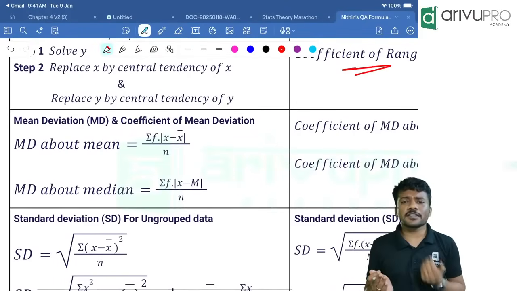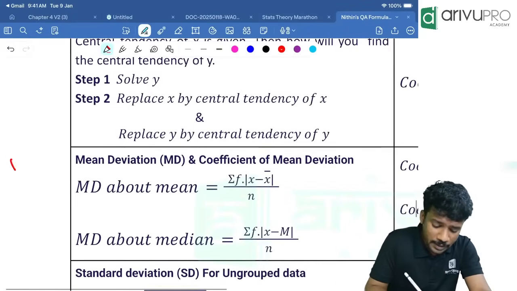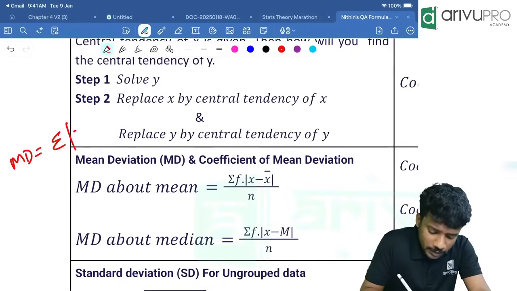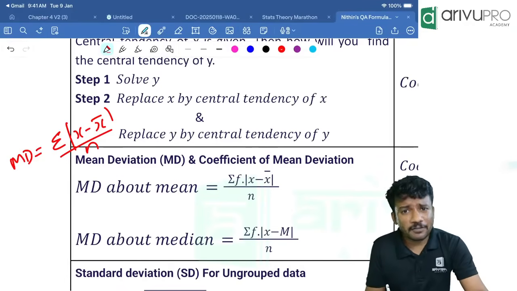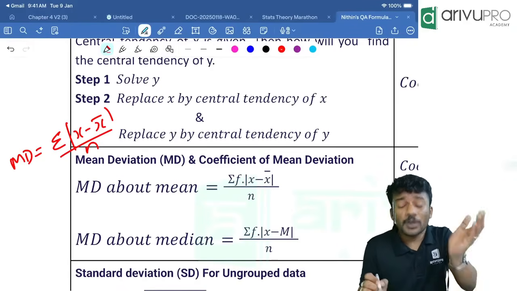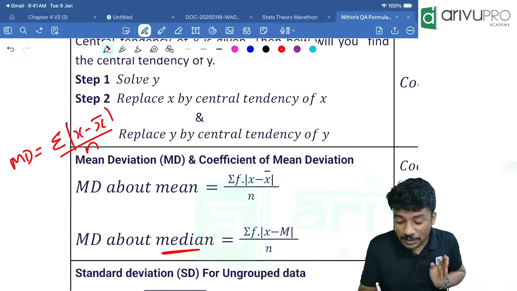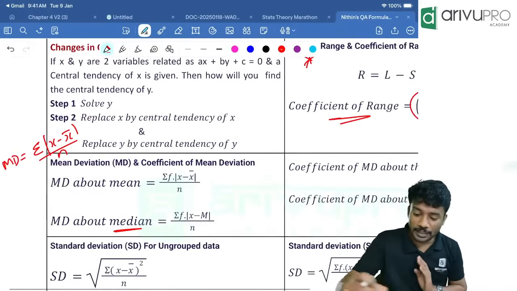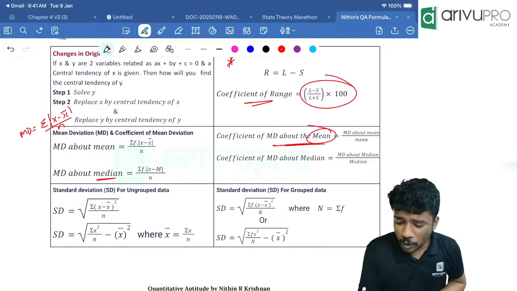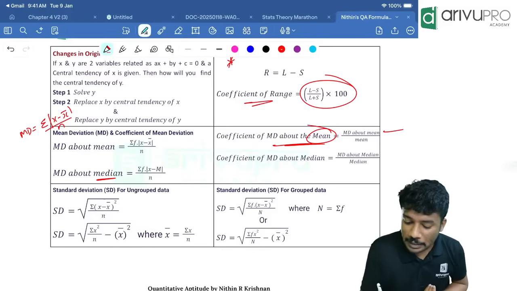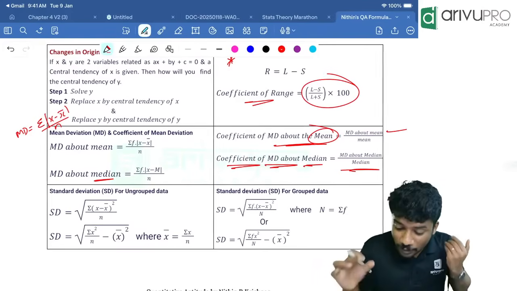Then mean deviation is nothing but what? For ungrouped data, mean deviation is nothing but sigma modulus of x minus x bar divided by n. For grouped data, it will be sigma f into modulus of x minus x bar, divided by n. If it is about median, it will be sigma f into modulus of x minus m divided by n. Then coefficient of mean deviation is very easy. About mean, it will be mean deviation about mean divided by mean. Coefficient of mean deviation about median is mean deviation about median divided by median.